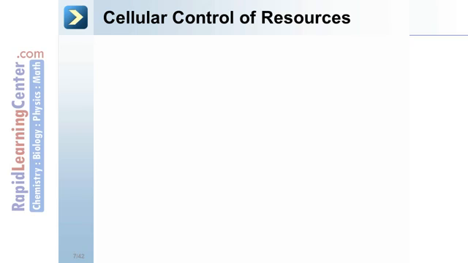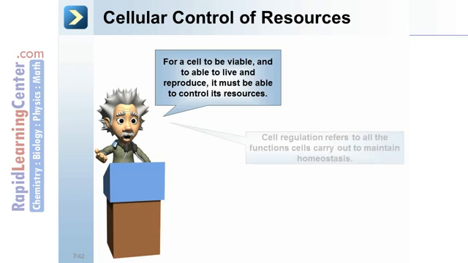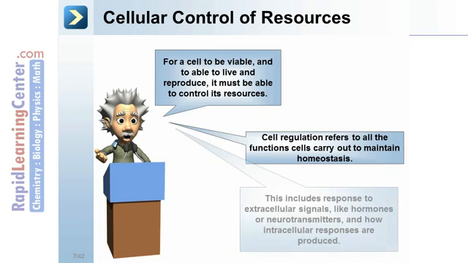Cellular control of resources. For a cell to be viable, that is to survive, to be able to live and reproduce, it must be able to control its resources. Cell regulation refers to all the functions cells carry out to maintain homeostasis.